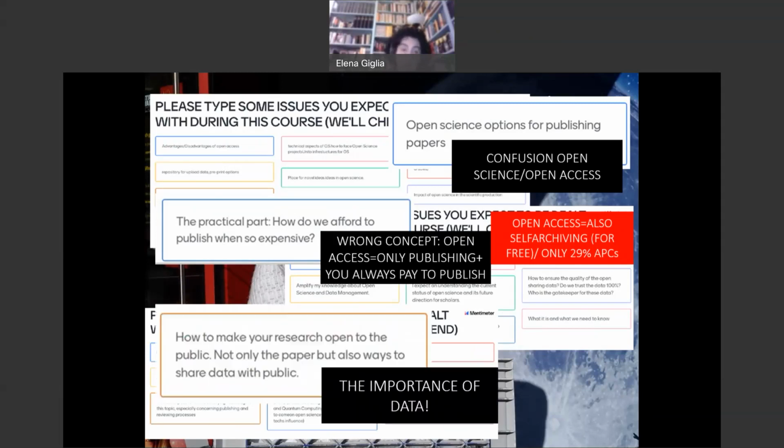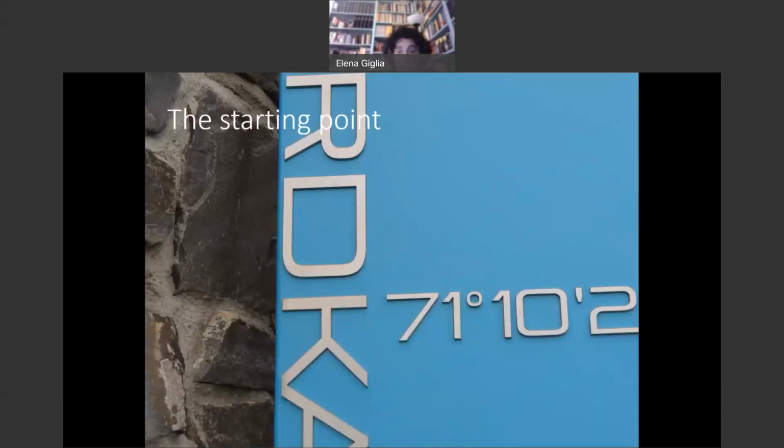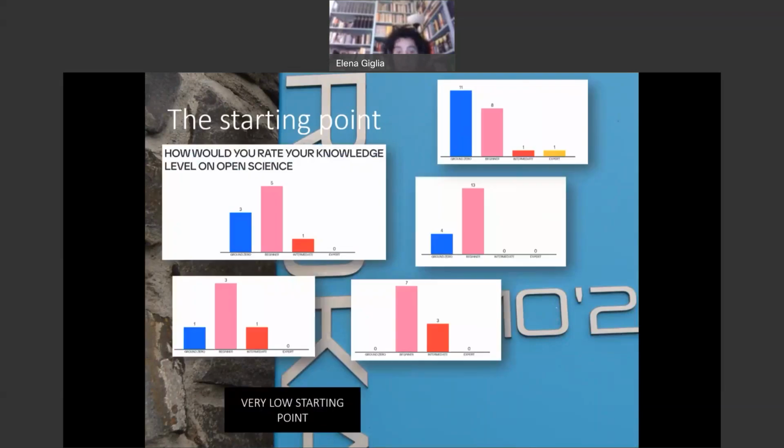But hopefully there was also a lot of interest in data. So how to share not only the paper, but the data. The starting point was actually, I would say, a bit low. As you can see, a lot of blue bars, which means ground zero, and a lot of beginners.